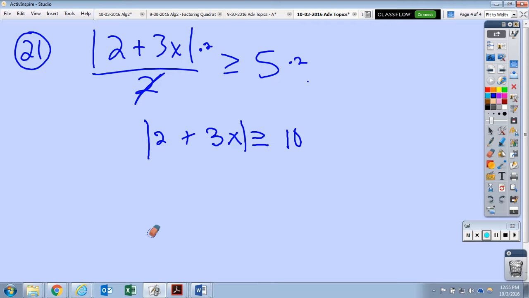Let's make 2 statements from whatever's inside of the absolute value bars. One of them would be 2 plus 3x is greater than or equal to 10. And the other, 2 plus 3x is less than or equal to negative 10. Write it side by side, on the next line down, without the absolute value bars. Now you're dropping the absolute value bars, and you make 2 statements without them.